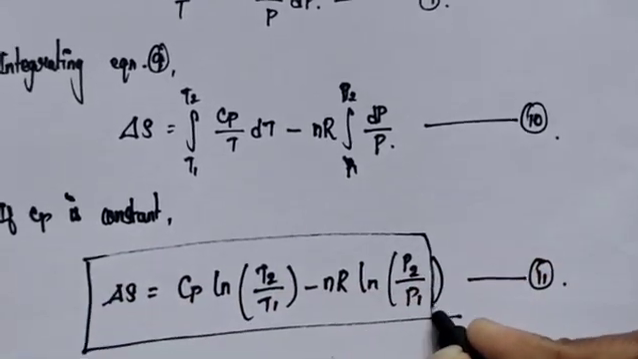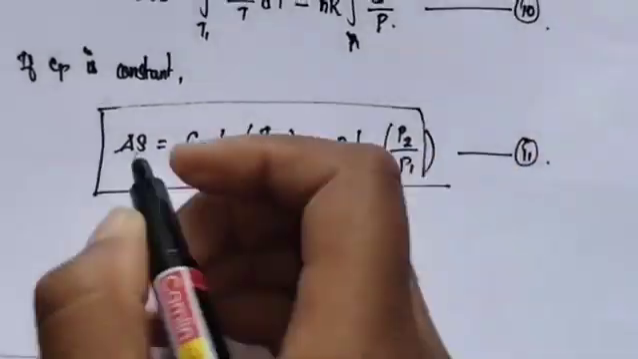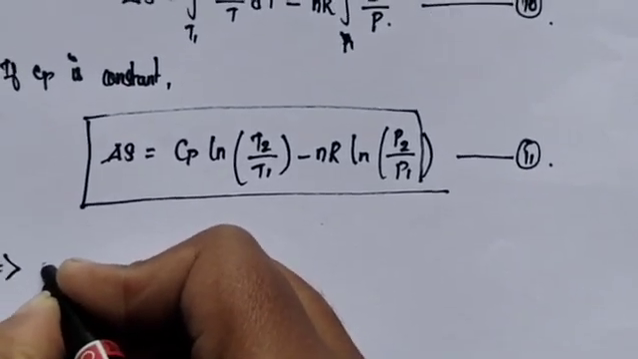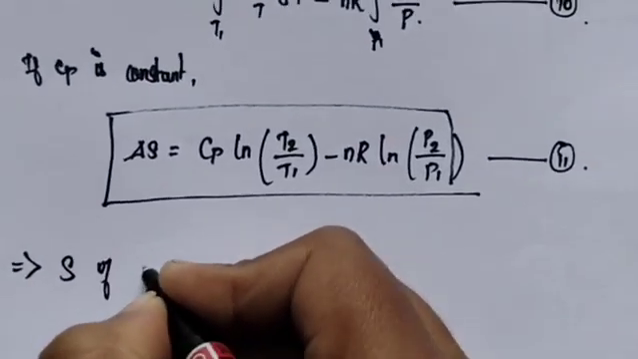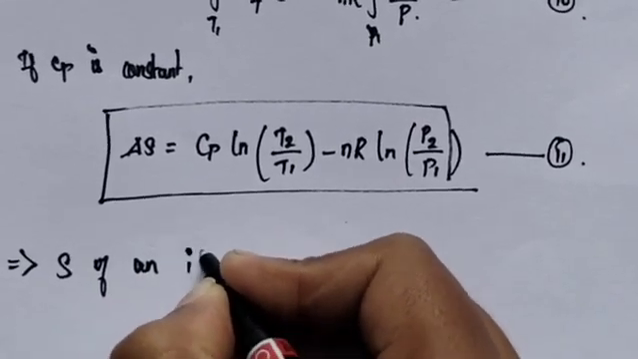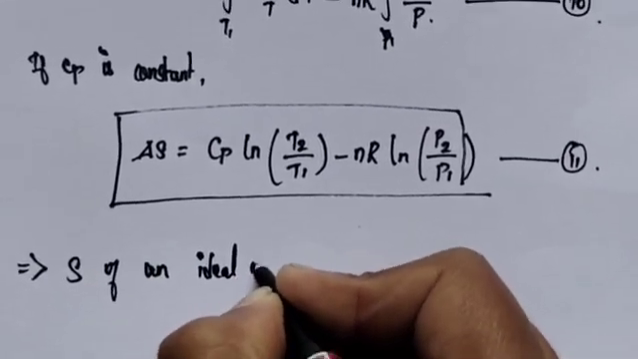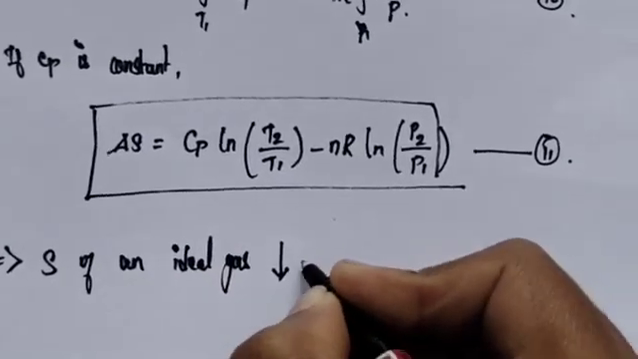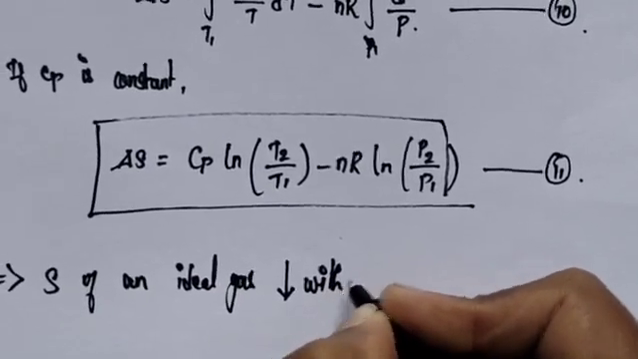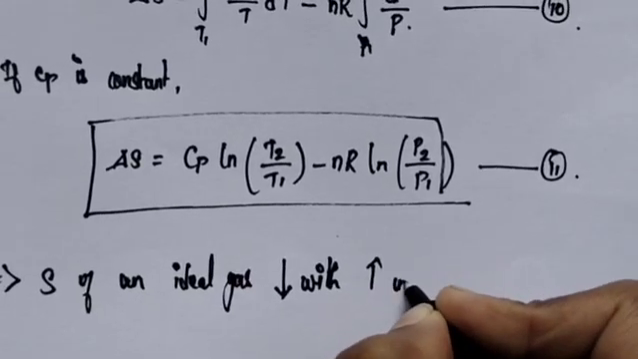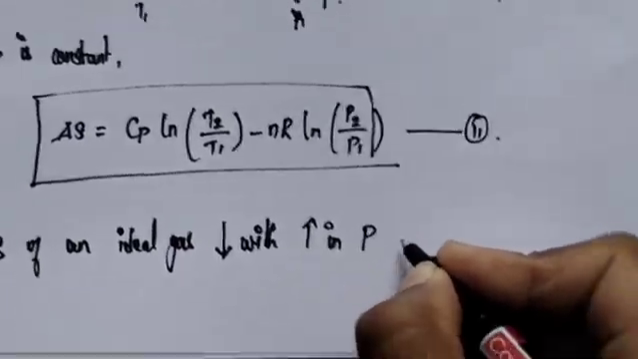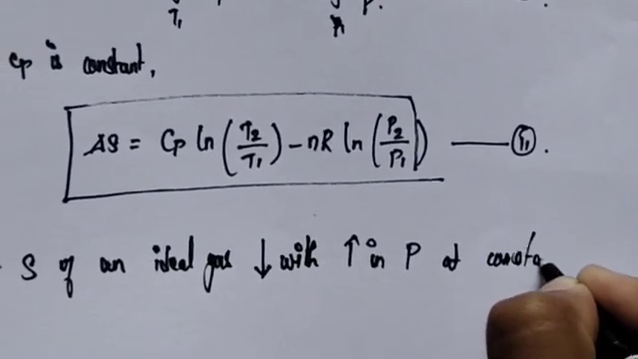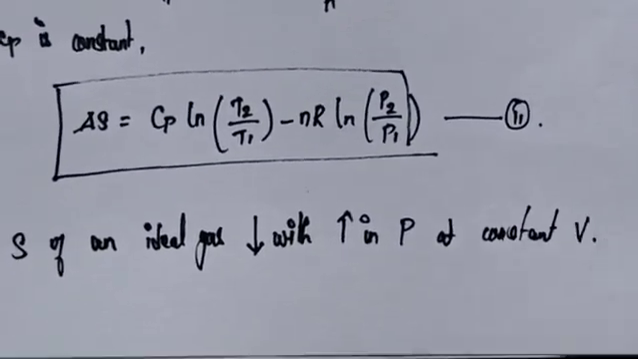From this equation, we know that the entropy of an ideal gas will decrease with increase in pressure at constant volume. So that's all for this video.